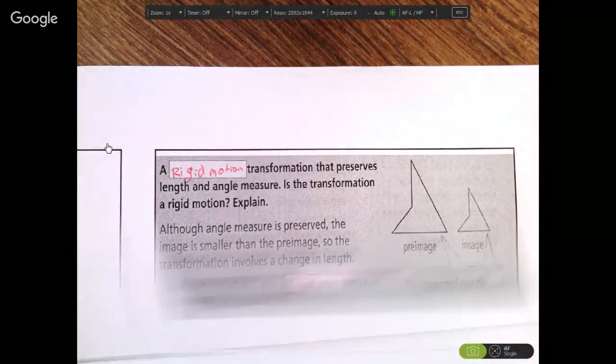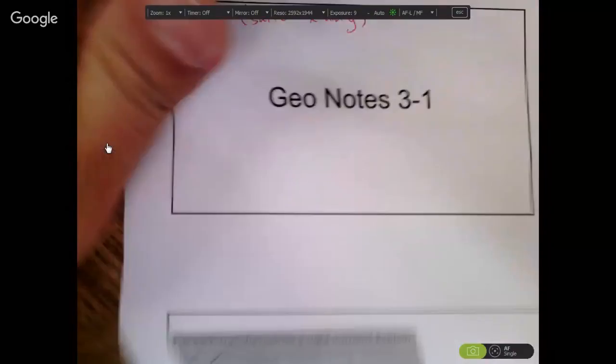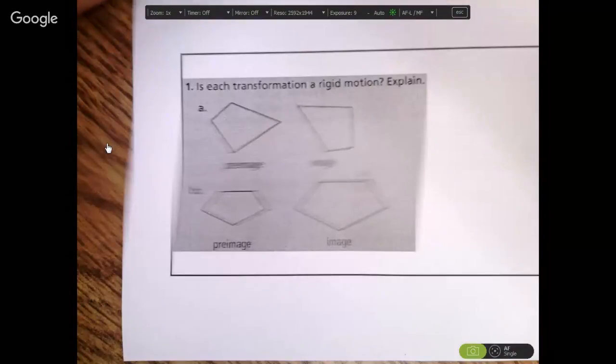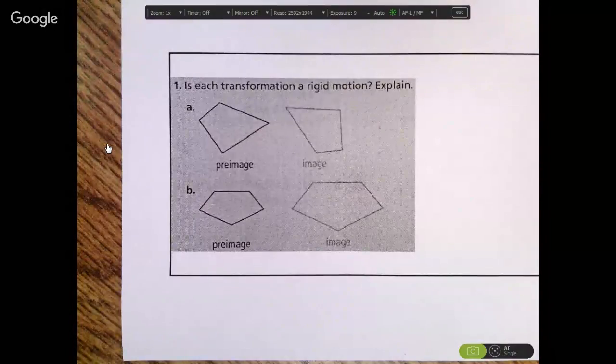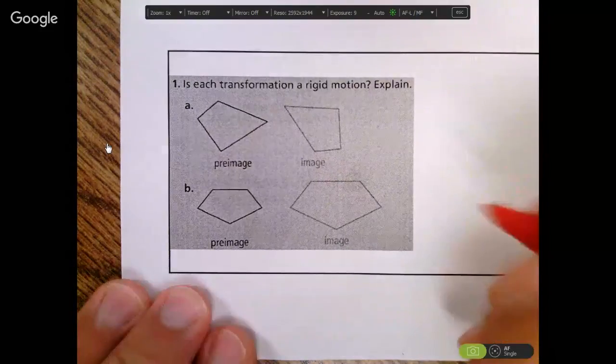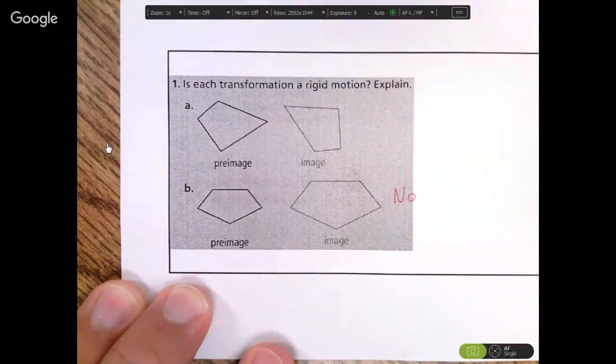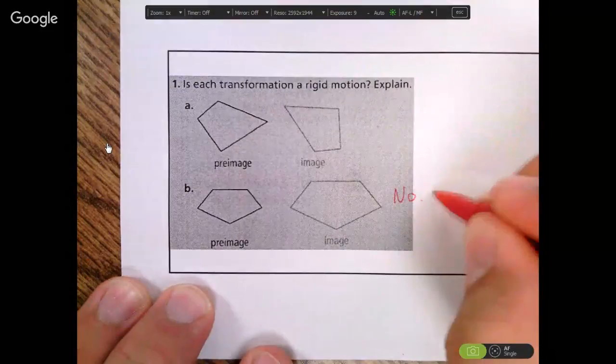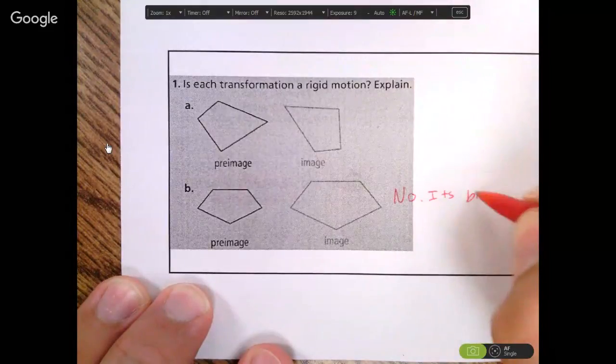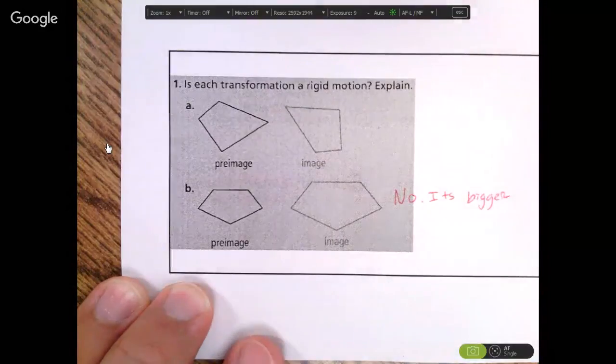Okay. Moving on. This is pretty straightforward and simple. It asks, is it rigid motion, yes or no? A is what? B is no. Okay, I like Hope's idea. Let's jump down to this and say no. Why is that a no? Because it's bigger than the first slide.